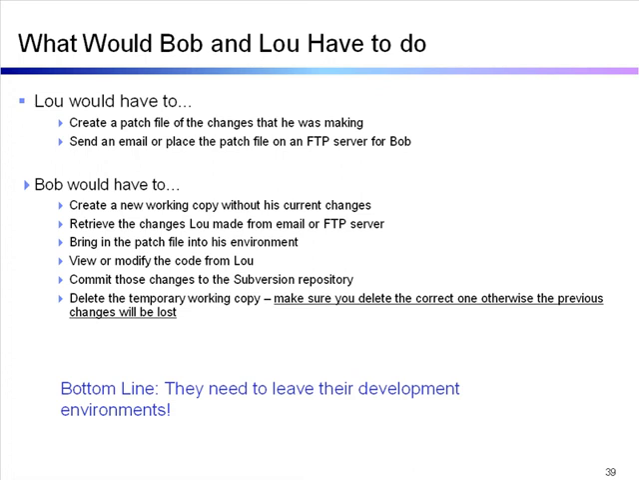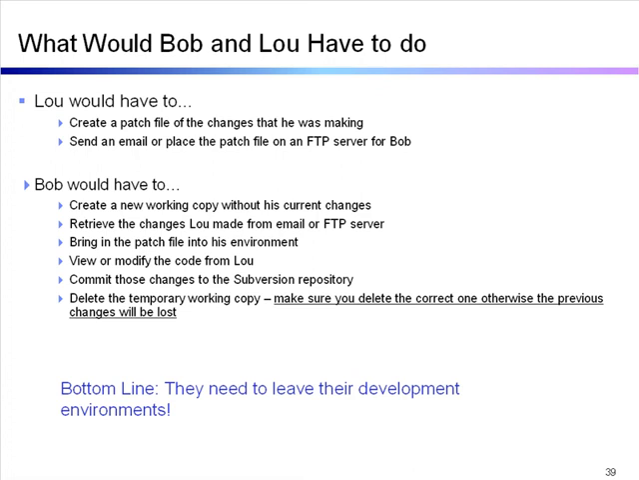What Bob would have to do is, first of all, create a new working copy without his current changes. So his current working copy already has some changes in it, and he doesn't want to confuse those with what Lou is doing. So he creates a new working copy. Then he can retrieve the changes that Lou has made, either via email or FTP. And then at that point, he can bring in the patch file into his environment. Then he can view and modify the code from Lou. And finally, he can commit those changes to the Subversion repository.